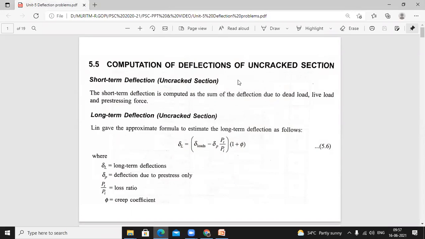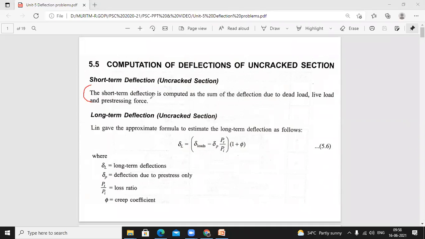Computation of deflection of uncracked section. This is the topic given in your syllabus. We already know there are two types of deflection: short-term deflection and long-term deflection. Short-term deflection is nothing but deflection due to dead load, deflection due to live load, and deflection due to prestressing force. These are all called short-term deflection.